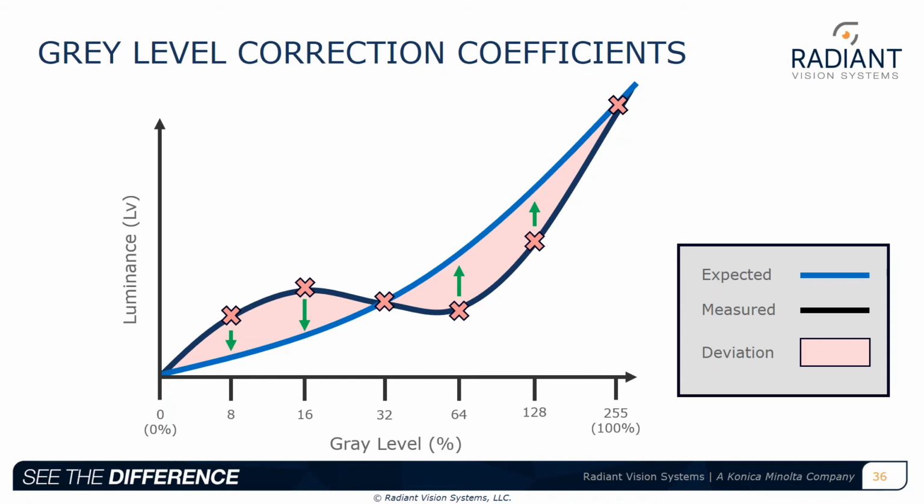So there is some error and some deviation which we have to correct on a level basis. One coefficient, one correction factor will not work for this type of behavior. And the green arrows show the action that the correction coefficient is making to drive the display to the expected curve.